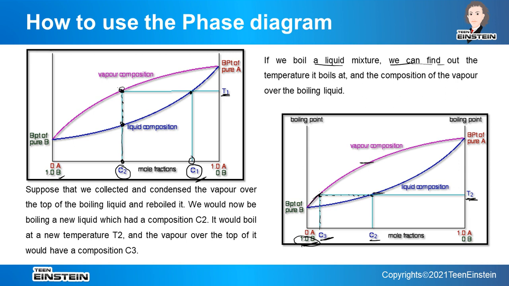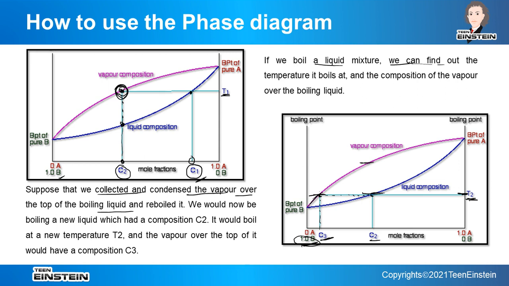So the condition for distillation: suppose there is a mixture of two components, their vapor composition and liquid composition must be different. At the same temperature it must be different. So you can see at the same temperature the composition is always different. Again, we collected and condensed the vapor over the top of the boiling liquid. That is, suppose the vapor is here, you have collected it and condensed it. That is what we actually do in a distillation apparatus.